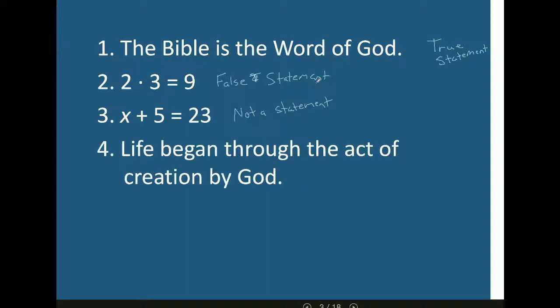Life began through the act of creation by God. That is a statement, and it is a true statement. And the last one, I believe, 8 plus 7 equals 15. That is a sentence. It's a true sentence, so it is a statement, and it's a true statement. So mathematical sentences can be statements.